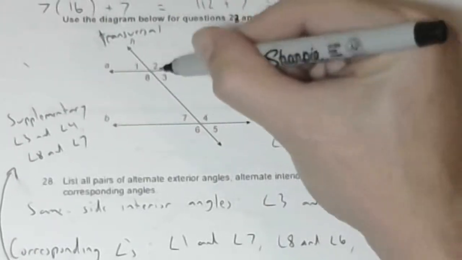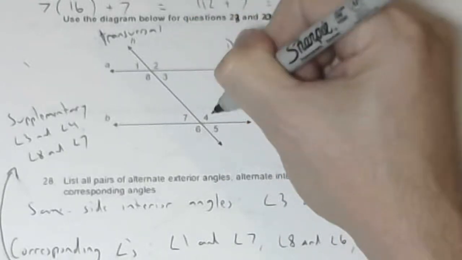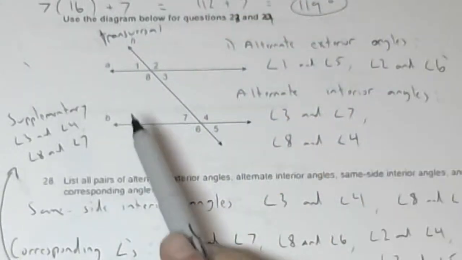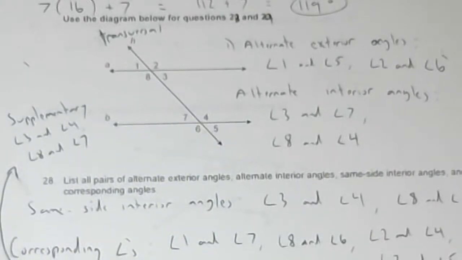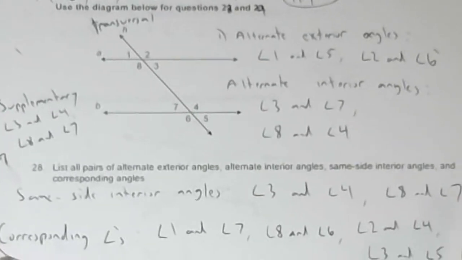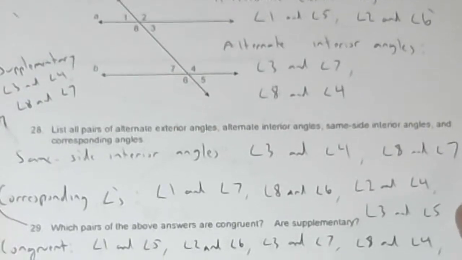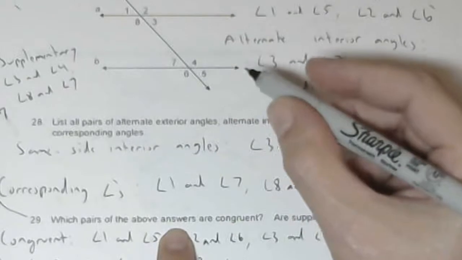What I like to do is think of these as quadrants. So this is upper right. 2 and 4 are corresponding. 3 and 5 are corresponding. 1 and 7 are corresponding. 8 and 6 are corresponding. And I've listed those too. I want you to be able to see the figure, which are congruent and which are supplementary.